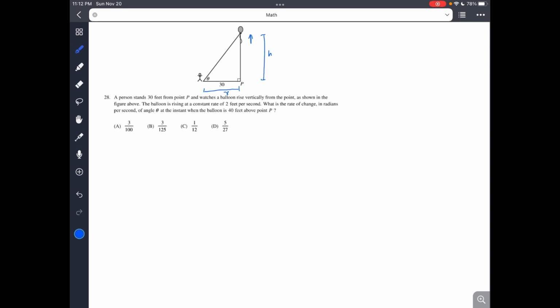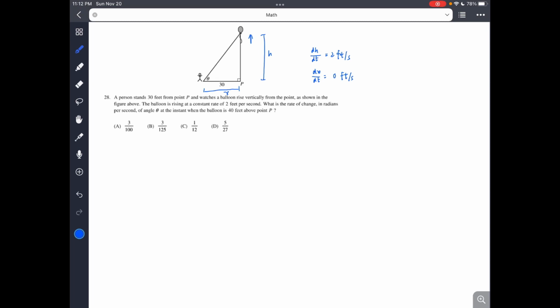We see that the balloon is rising at a constant rate of 2 feet per second, and this means that the height of the balloon is increasing by 2 feet per second. So we know that the rate of change of h with respect to t is equal to 2 feet per second. We also notice that the distance between the person and P does not change, so the rate of change of x with respect to t is 0 feet per second because it's a constant.